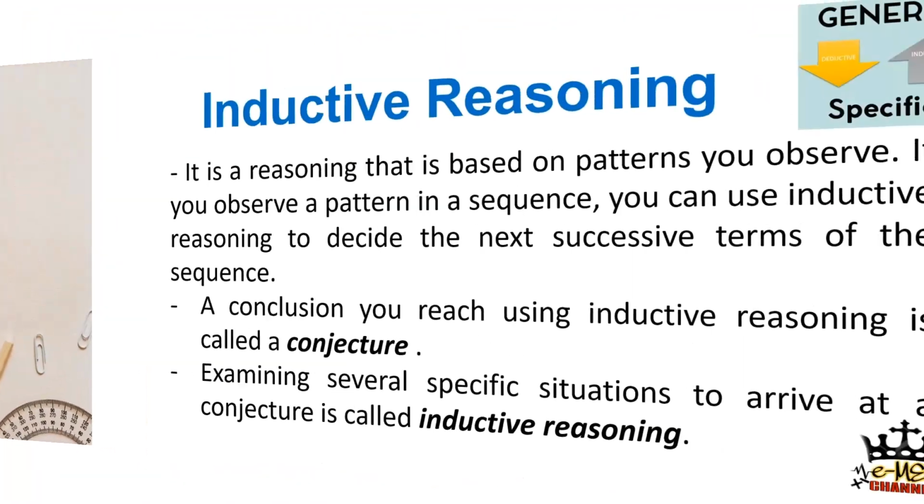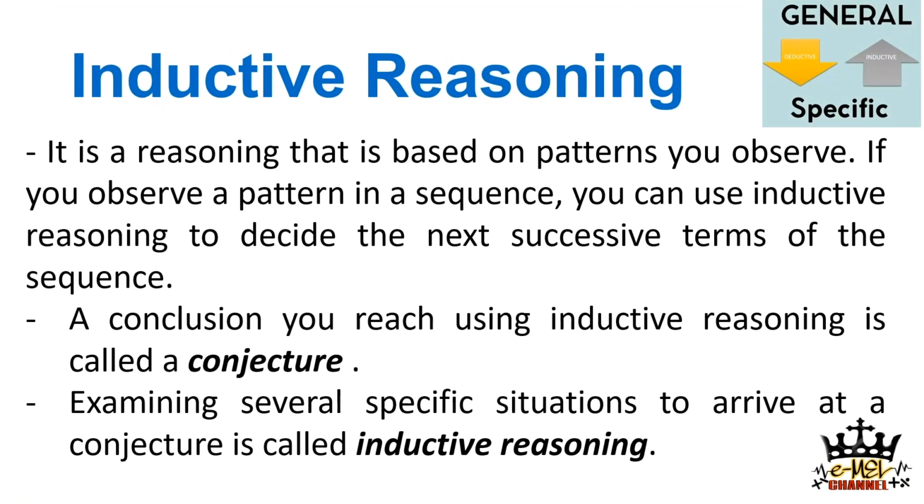First, we need to consider the idea of inductive reasoning. Inductive reasoning is reasoning that is based on patterns you observe. Basically, you gather all the information that is helpful for you to arrive at a conclusion. It follows the specific to general procedure. A conclusion you reach using inductive reasoning is called a conjecture. Eventually, you examine several specific situations to arrive at a conjecture, which is called inductive reasoning.